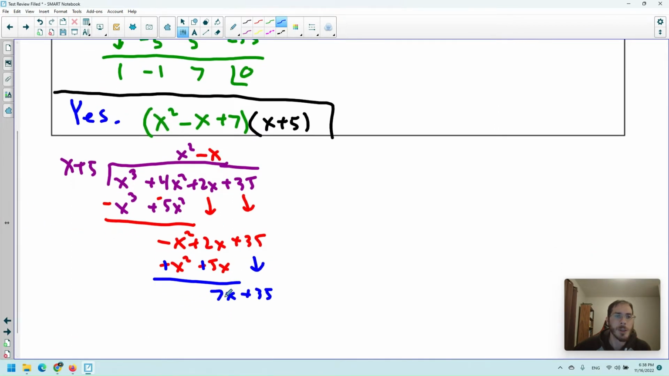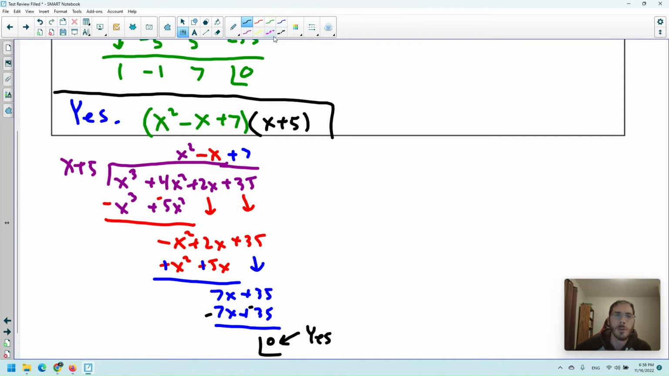All right, and then we got 7. So if I multiply this x by 7, I'll get 7x. So plus 7. 7 times x is 7x. 7 times 5 is 35. Subtract them, so that means we've got to switch the signs. And we end up with 0. So there's no remainder. So we don't need to write anything over here because there's no remainder. And since we got to 0, again, the 0 is the key that says, yes, it does work.